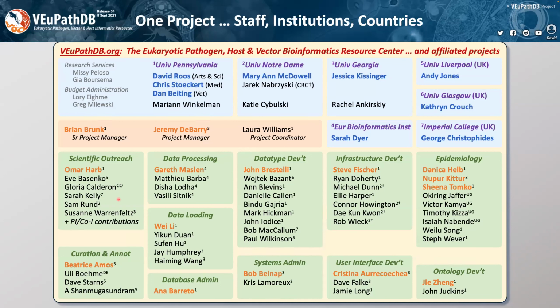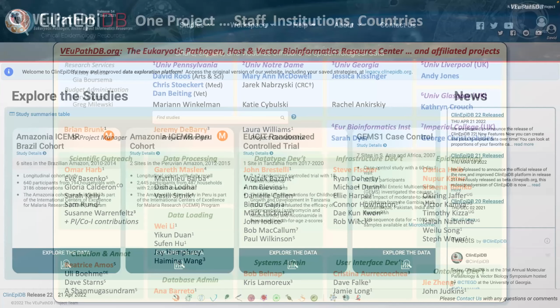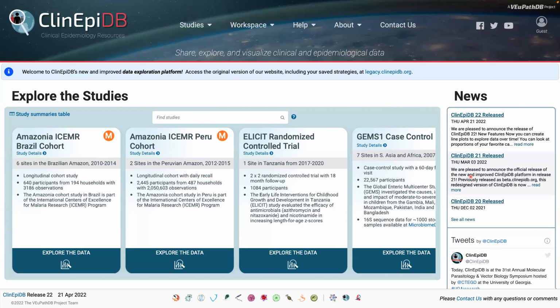But the development of the epidemiology resources required that we put together an epidemiology team supported by a professional ontology development staff, and you'll hear a little bit more about those later on. I'm joined today by two of the three leaders of the Epidemiology Project, Danica Held and Nipur Katur. So what I would like to do is spend a few minutes showing you some of the research questions that malaria researchers might be interested in exploring through the ClinEpiDB database, just using pre-configured queries in a PowerPoint presentation.